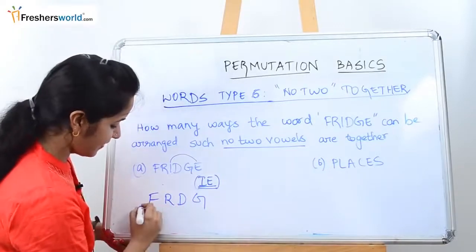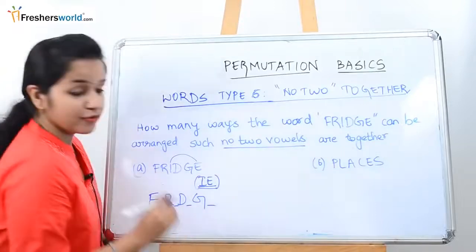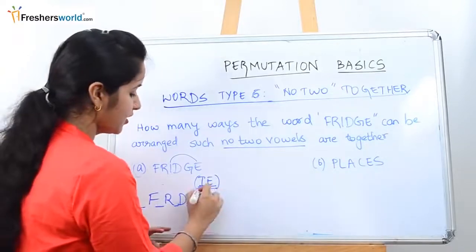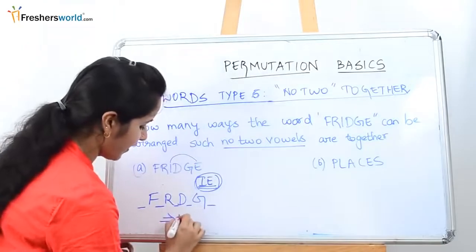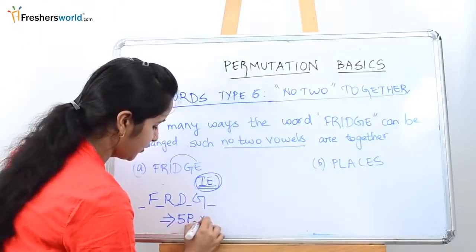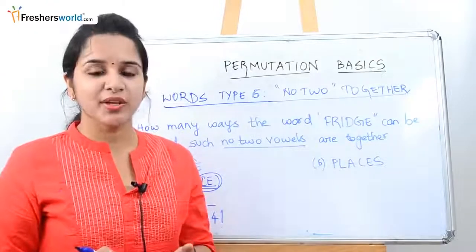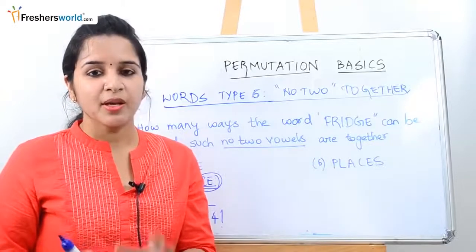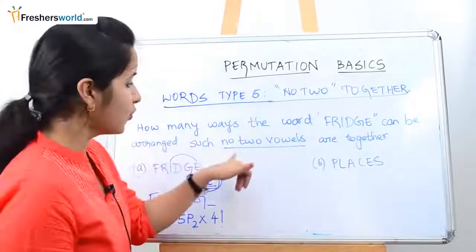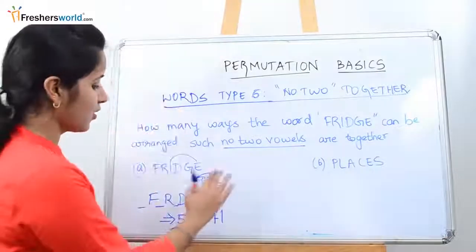What are the places that we have? So we have 1, 2, 3, 4, 5. 5 places we have, out of which 2 can be arranged in different places. So we take it as 5P2 into, what are the remaining letters? We have 4 factorial. In case of never together, what do we do? We take the total number of ways and subtract from it the always together. In case of no 2 vowels, what do we do? We do the same method as always together.